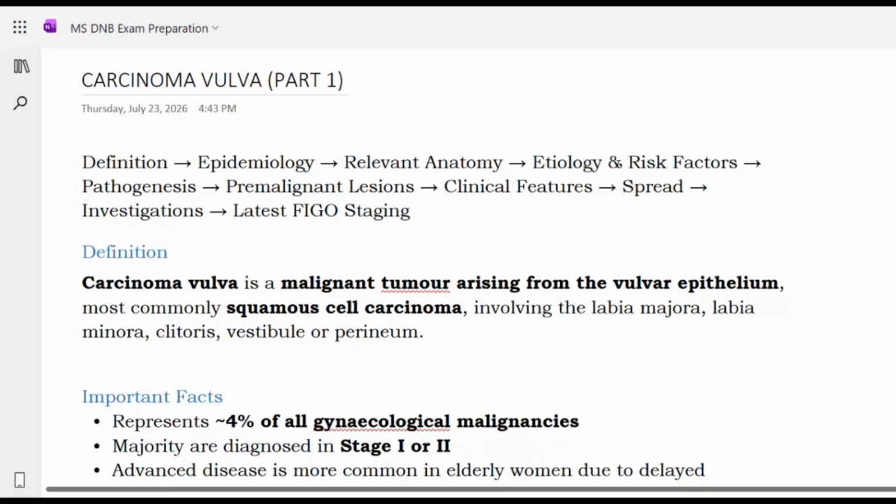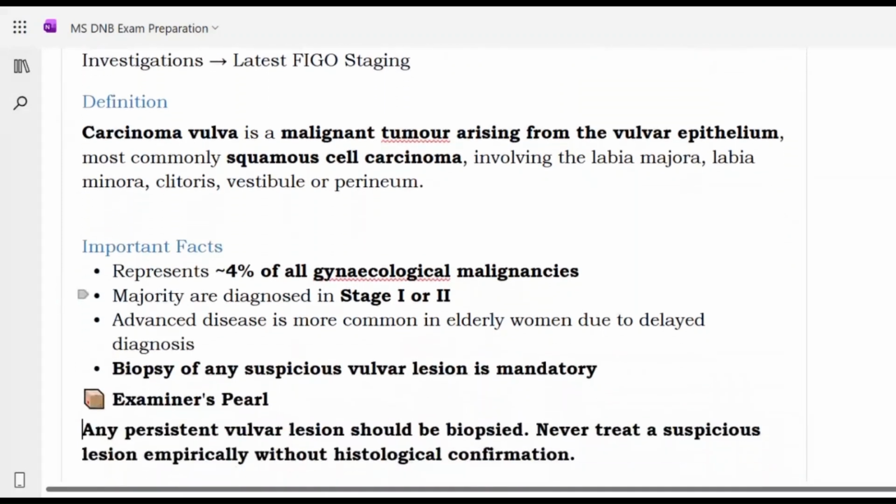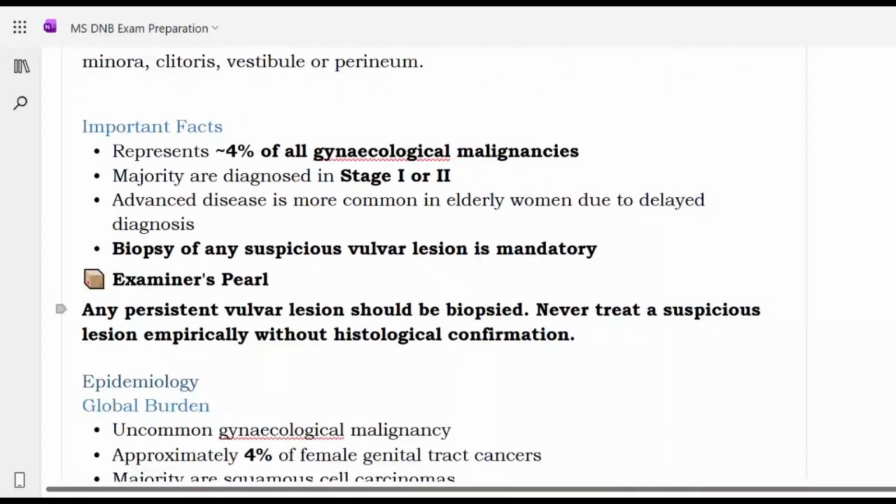And please listen to this FIGO staging very well, understand the concept, okay? Because your viva can also go on the FIGO staging. So carcinoma of vulva is actually a malignant tumor arising from the vulval epithelium. Most commonly, it is a squamous cell carcinoma involving the labia majora, labia minora, clitoris, vestibule, or the perineum. Okay, so it's a malignant tumor arising from the vulvar epithelium, and histopathologically, it is a squamous cell carcinoma most of the time.